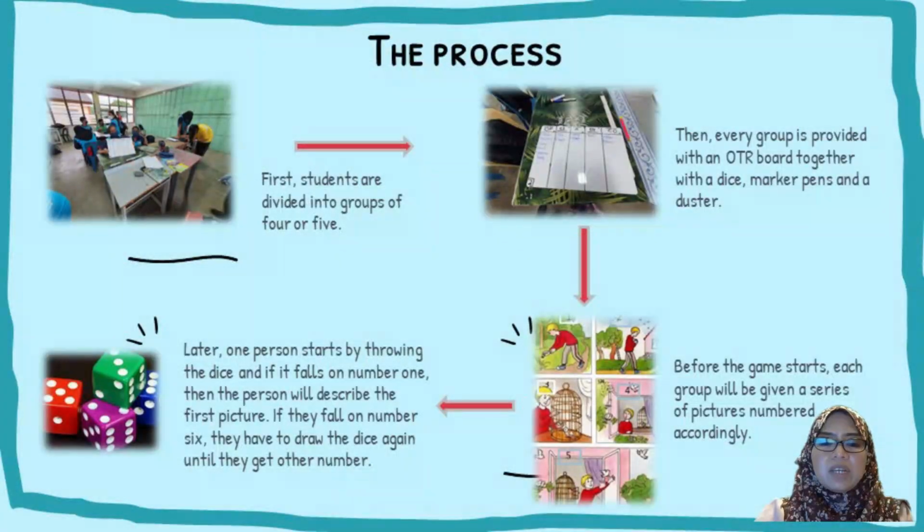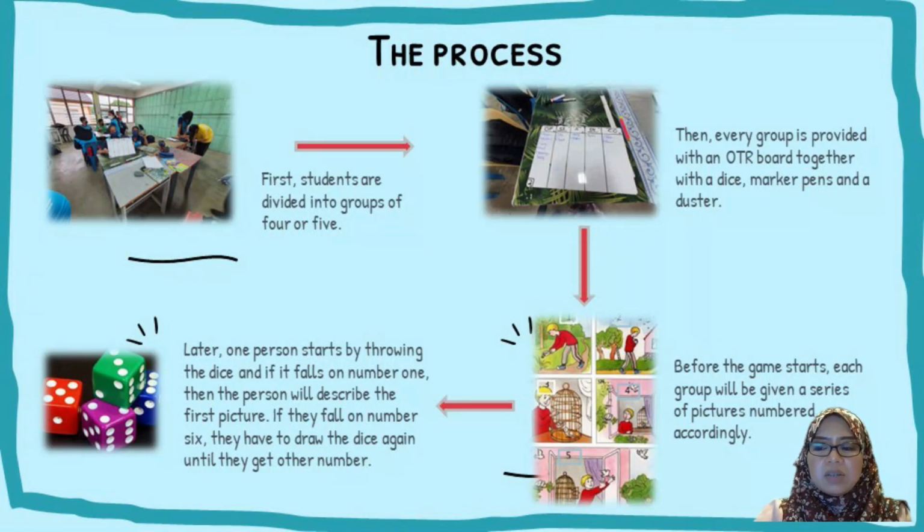Now let's take a look at the process of carrying out this activity using the OTR kit. The first process is students are divided into groups of 4 or 5. Then every group is provided with an OTR board together with a dice, marker pens, and a duster. Before the game starts, each group will be given a series of pictures for them to arrange accordingly.